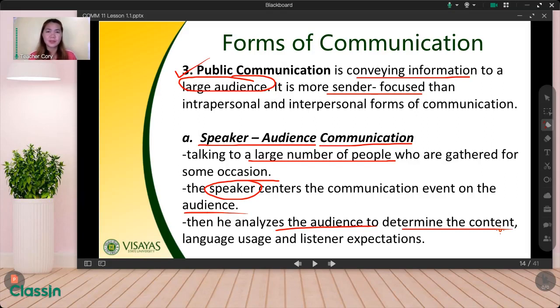So the content also, you have to consider the occasion. What is the purpose of your talk, and who are you talking to? So you will be basing your language and style also, and the listener expectations. What are they expecting from you? So you have to also consider that.